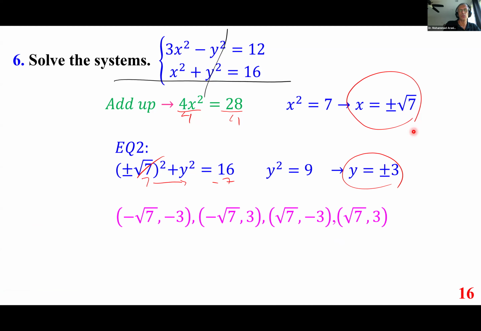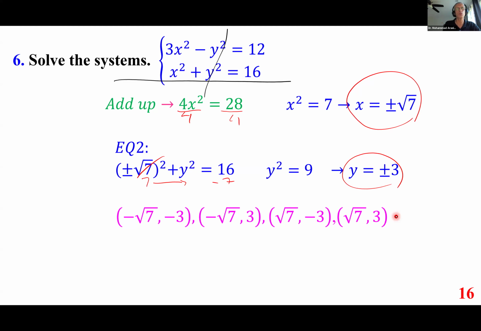Negative square root of 7 with negative 3, negative square root of 7 with positive 3, positive square root of 7 with negative 3, and positive with positive 3. That's how it works. So I hope everybody is okay with that. Now, it's really a good practice to always check. So I'm not going to check all of them, but I'm going to show you one of them.